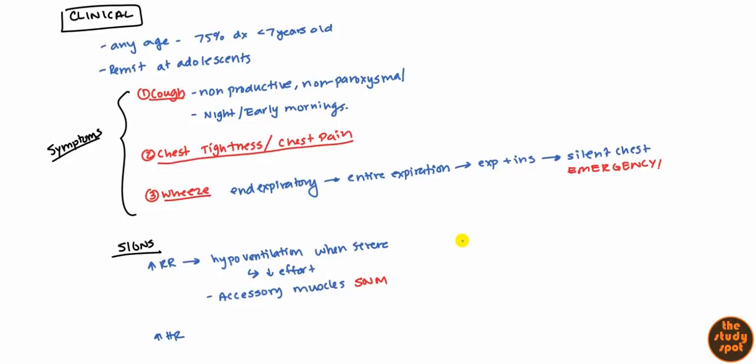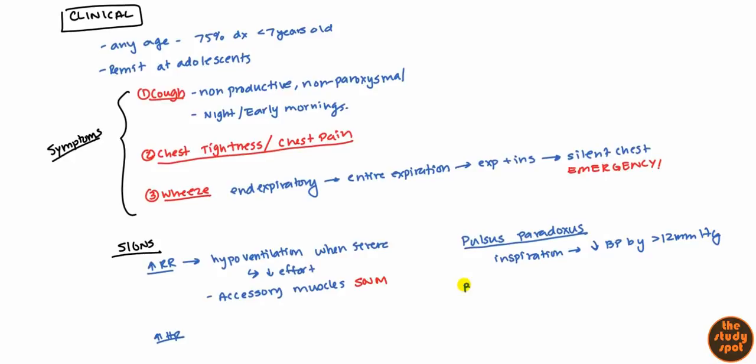Also, one of the signs is going to be pulsus paradoxus. And what happens to these patients is that on inspiration, they get a drop in blood pressure, where you'd expect an increase in blood pressure, and this decrease in blood pressure must be greater than 12 millimeters of mercury.